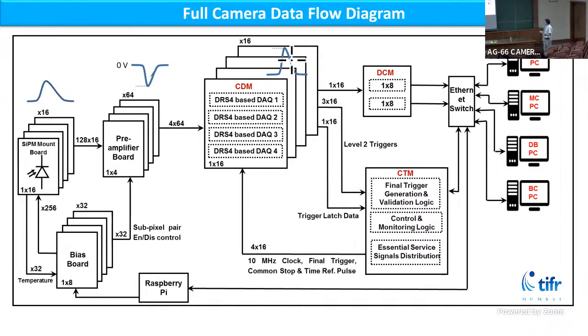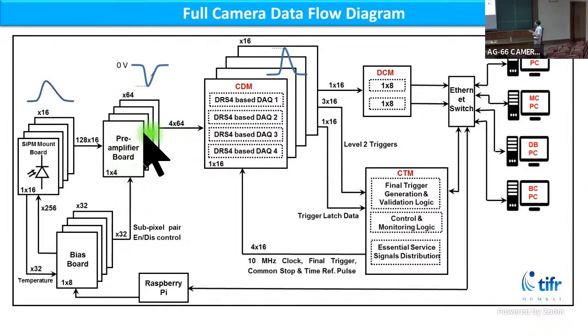So this is the full camera data flow diagram. Here are the sensor mount boards. On each sensor mount board, 16 pixel sensors are mounted, and there are 16 such boards. Their output comes to the preamplifier boards. 64 such boards are there. One preamplifier board serves 4 pixels.